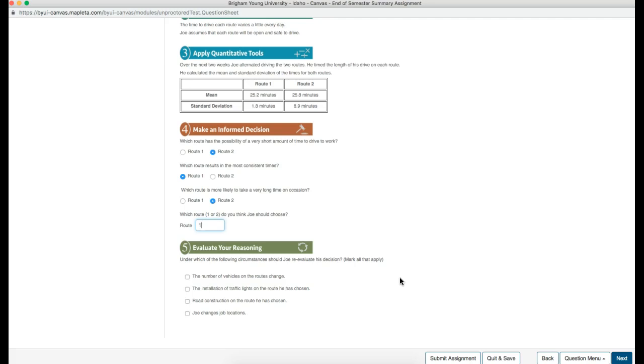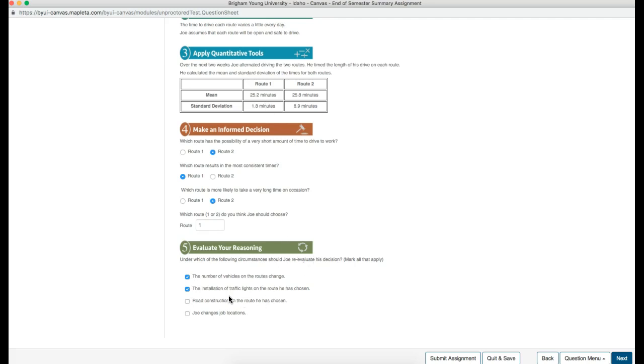Step 5. Under which of the following circumstances should Joe reevaluate his decision? So I think the number of vehicles changes, that could cause some traffic, and so that would change the mean here, which would be a good indication that he should reevaluate. The next one, the installation of traffic lights. Oh, on the route he has chosen. Absolutely. That will also change the mean time for him because he might have more stops and a lot more traffic that will change that mean.